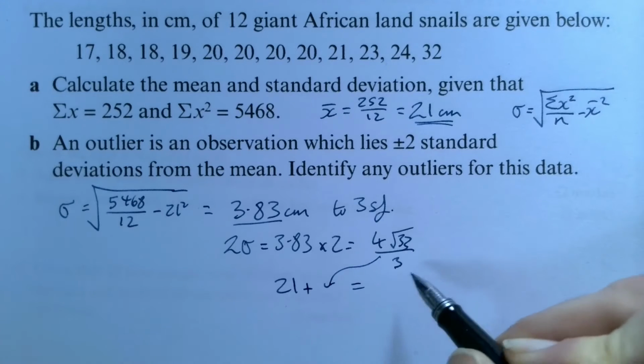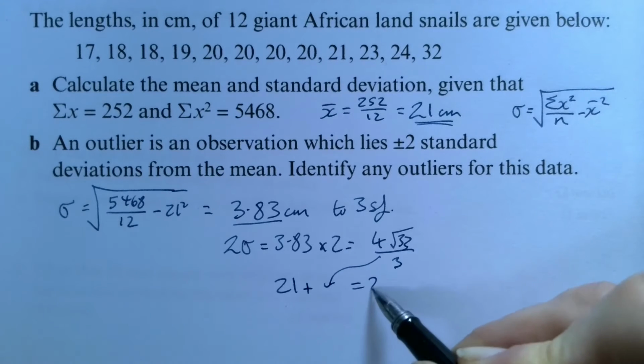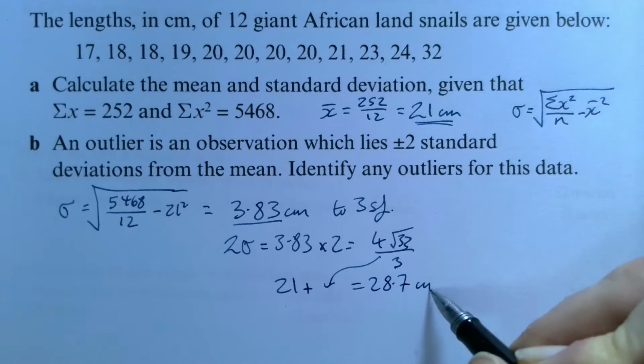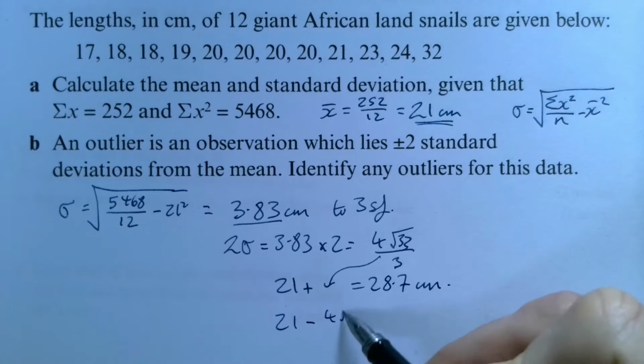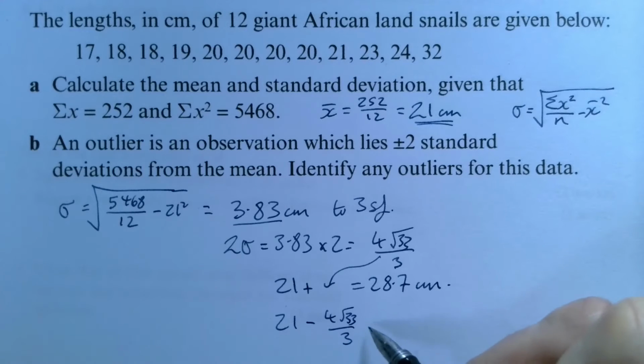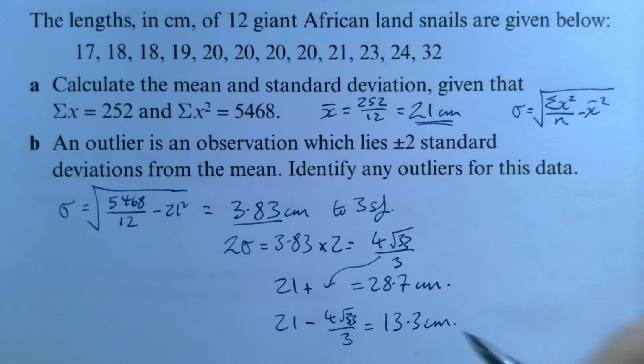I get, what do I get? I get 28.7 centimetres. And if I take 4 root 33 over 3 from it, I get 13.3 centimetres. So those are the 2 critical parts.